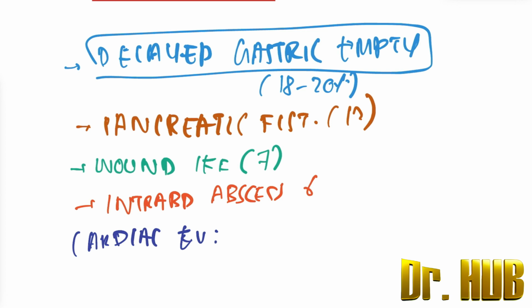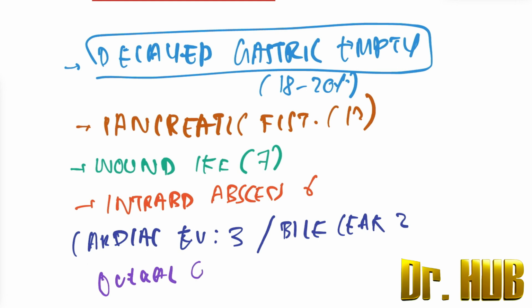Next, there are some cardiac events. This is 3%. Then bile leak is also present. This amounts to 2%. And the overall reoperation. So there is also the term overall reoperation, which is going to be 3%.